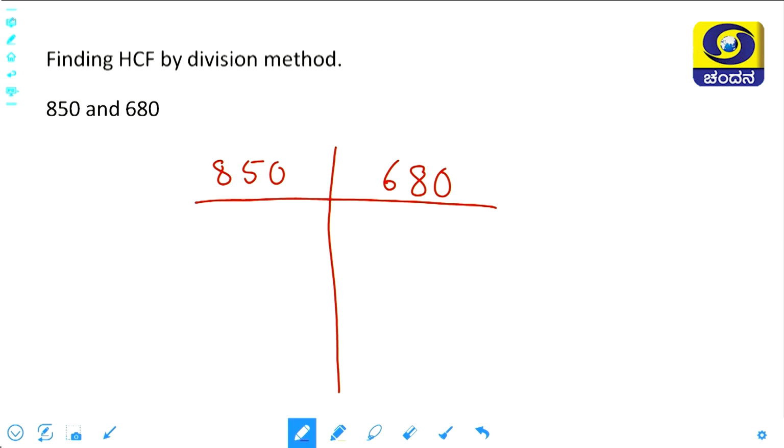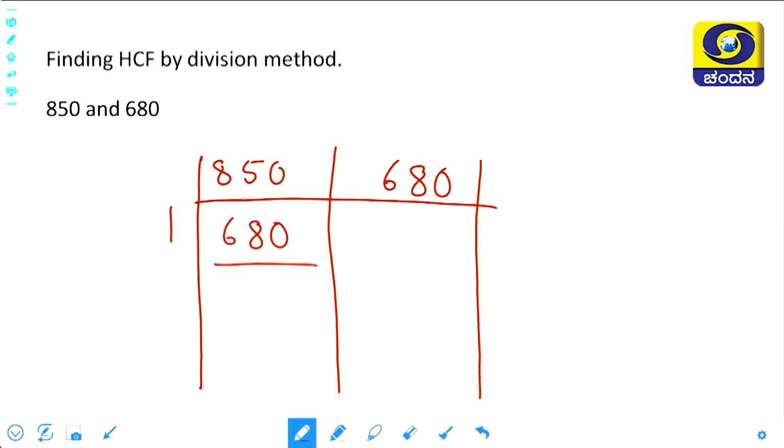Among these two, which is the smaller number? 680 is the smaller number. So, from that we need to divide the greater number. 680 quotient I am writing here, 680 ones are 680. We need to subtract here, 0. 15 minus 8, 7. Here 7 remains, 7 minus 6, 1.